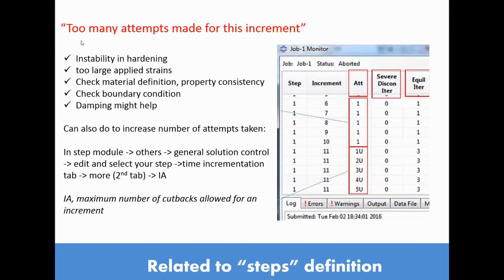Now let's look at this error, too many attempts made for this increment. If we look at that particular example, the error happened at increment number 11, where the solver made 1, 2, 3, 4, up to 5 attempts. So after 5 attempts, the solver throws an error.